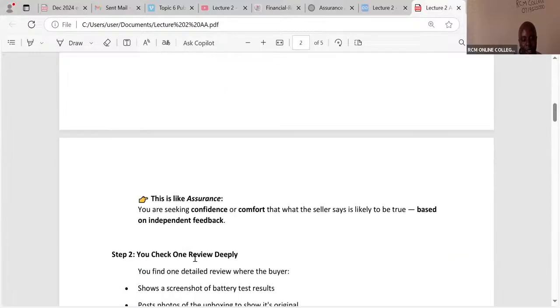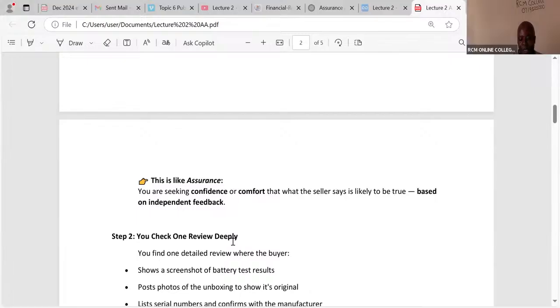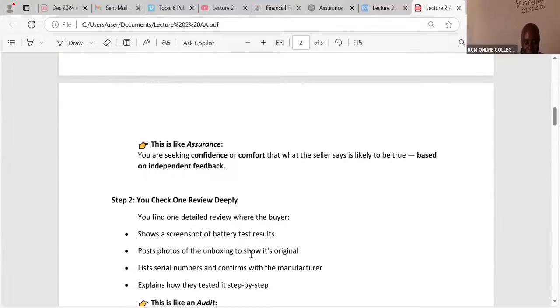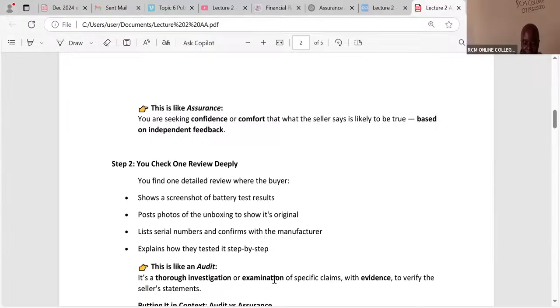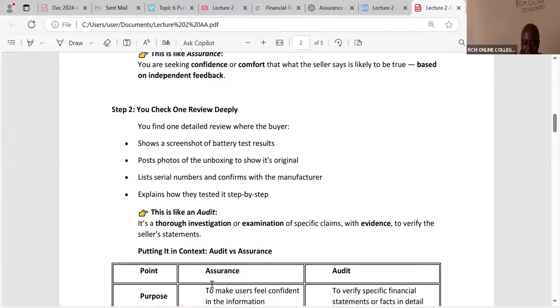Step number two, you now get to check one review deeply. You find one detailed review where the buyer shows a screenshot, posts photos of the unboxing to show it's original, lists serial numbers and confirms with the manufacturer, and explains how they tested it step by step. This is like an audit. It's a thorough investigation or examination of specific claims with evidence to verify the seller's statements.